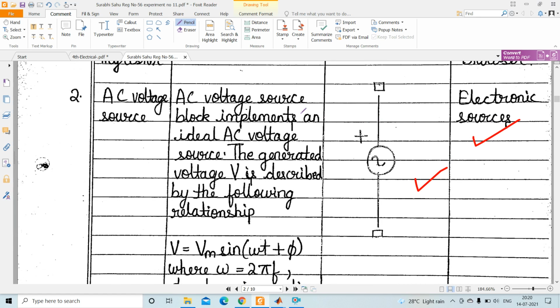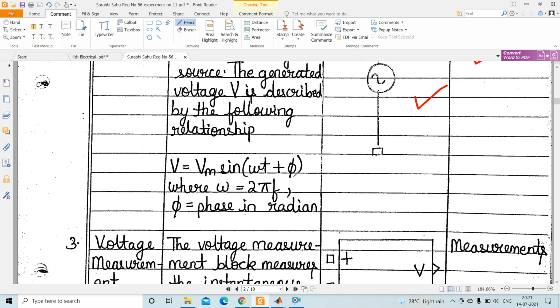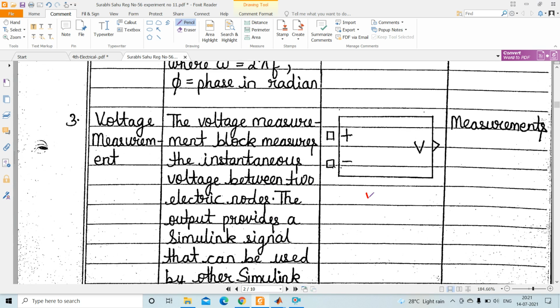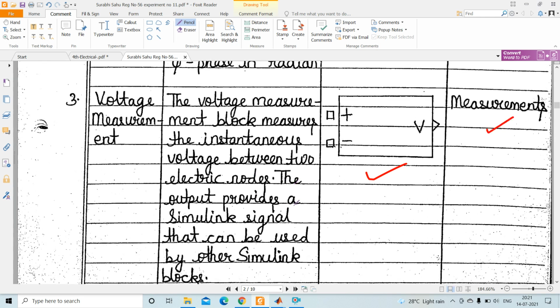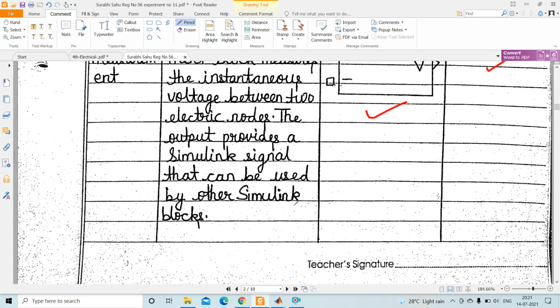The AC voltage source block implements an ideal AC voltage source. The generated voltage V is described by the following relationship: V equals Vm sin(omega t plus phi), where omega is 2 pi f and phi is the phase in radians. Then voltage measurement. The symbol for voltage measurement is this one. It is in the measurement section, and the voltage measurement block measures the instantaneous voltage between two electric nodes. The output provides a Simulink signal that can be used by other Simulink blocks.